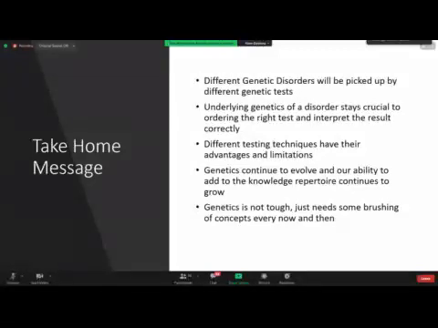And yes, genetics is continuously evolving. For example, now we have a VUS in a patient, a variant of unknown significance, but maybe in 6 months or a year I will know the status of that VUS, whether it's disease causing or not, because people are putting their knowledge into these databases. Genetics is not tough, it just needs brushing up of the concepts every now and then, because earlier we used to look at inherited variants, but now we know that de novo variants have become so common.